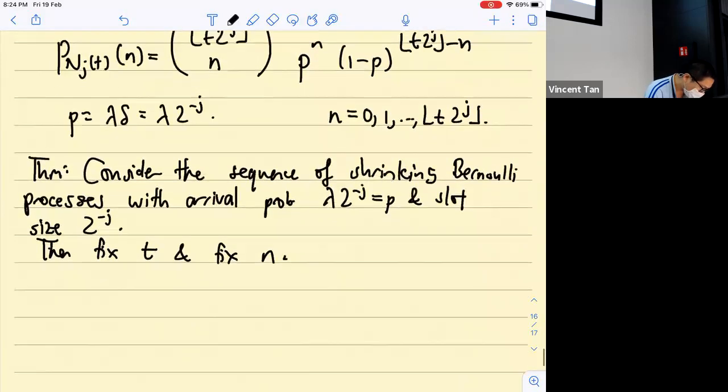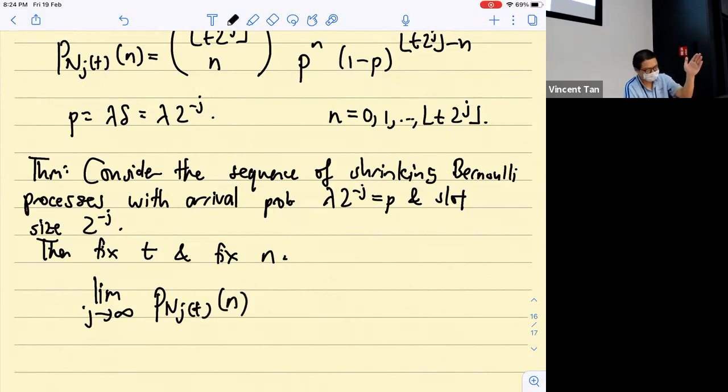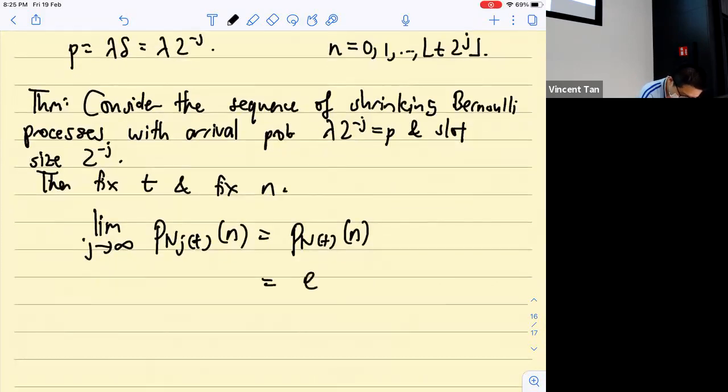What we have is that if I take the limit as j tends to infinity, that means I make the time slot super small. And that also makes the probability of landing in a time slot very small. Now I look at the chance that the Bernoulli process takes on the value n. Then we recover the Poisson distribution. This is e to the minus lambda t, times (lambda t) to the n over n factorial. n can be any arbitrary non-negative integer.